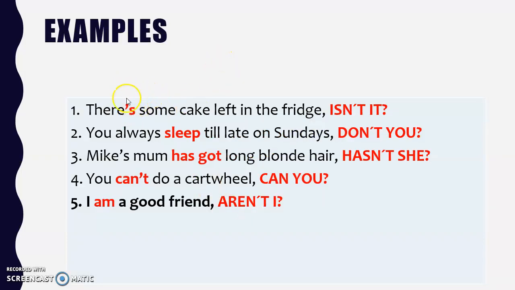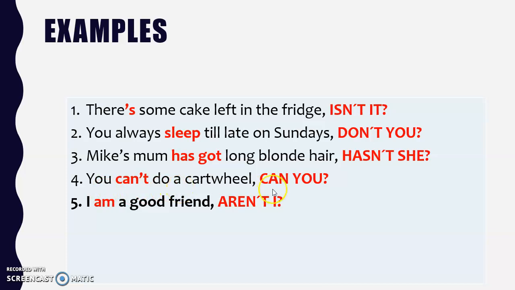Okay, check this out. We have here the present simple of the verb to be in affirmative, so I am going to do it here in the negative. Also, for example, we are going to have you always sleep till late on Sundays. We have present simple, so I am going to use the present simple auxiliary here in my question tag. And remember, as it is affirmative, then I am going to use a negative here. Okay, the same with this one. For example, it says Mike's mom has got long blonde hair. I am going to use this auxiliary, so I am going to use hasn't she, the one that corresponds to the present perfect. With modal verbs, remember, we are going to use the same modal verb.